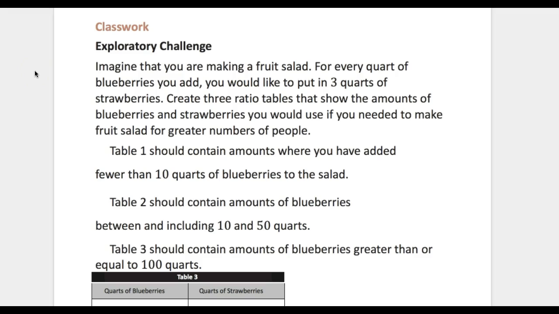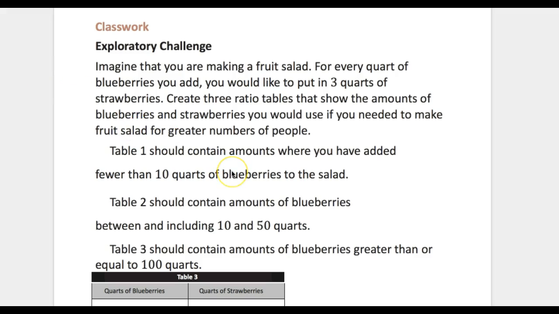Imagine that you are making a fruit salad. For every quart of blueberries you add, you would like to put in 3 quarts of strawberries. Create 3 ratio tables that show the amounts of blueberries and strawberries you would use if you needed to make fruit salad for greater numbers of people.